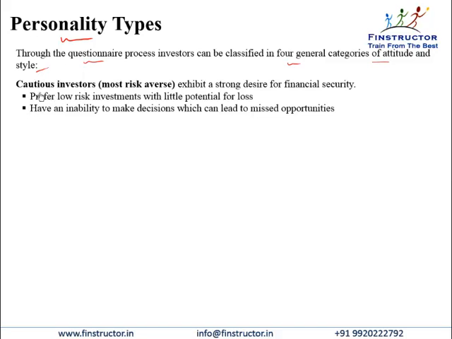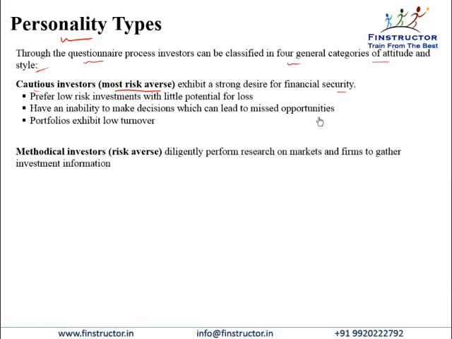The first is called a cautious investor, who is seen to be the most risk-averse and will generally be easy to identify in your exam. So these investors exhibit a strong desire for financial security. They will prefer very low risk investments with very little potential for loss. They have an inability to make decisions which can lead to missed opportunities. Portfolios exhibit low turnover, they don't like to trade much, and they generally believe that wealth should be preserved and would not want to venture out into anything.